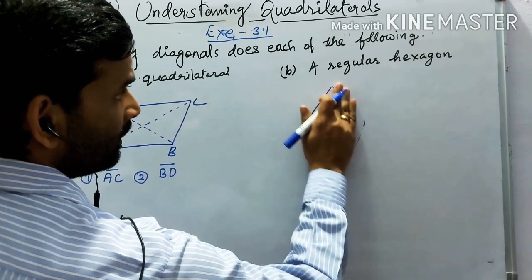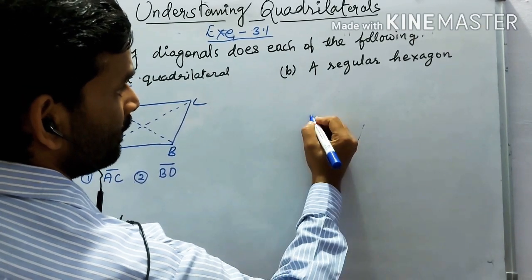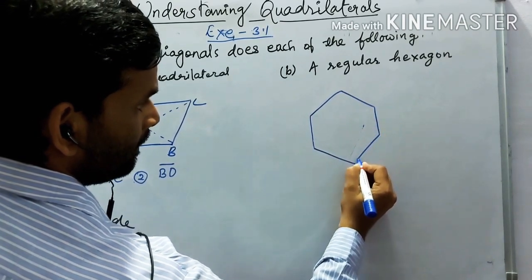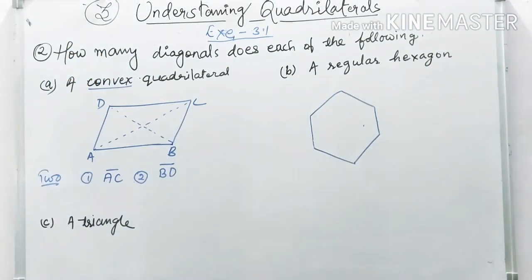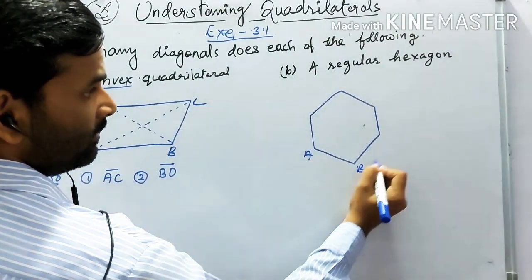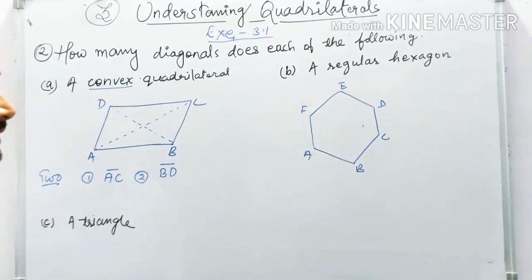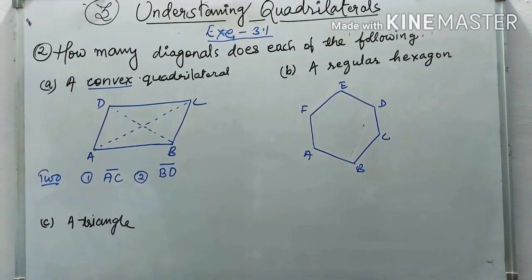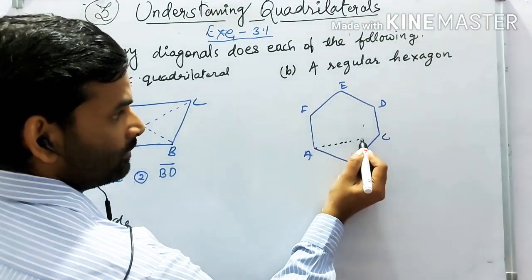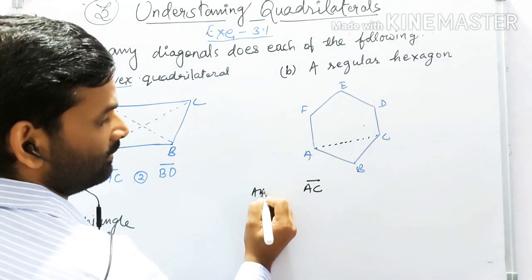Okay, all angles will be equal. Now join the diagonals. First you give the names A, B, C, D, E and F, and draw the diagonals. First we will join A to C. You write AC. Okay, that's the first one.